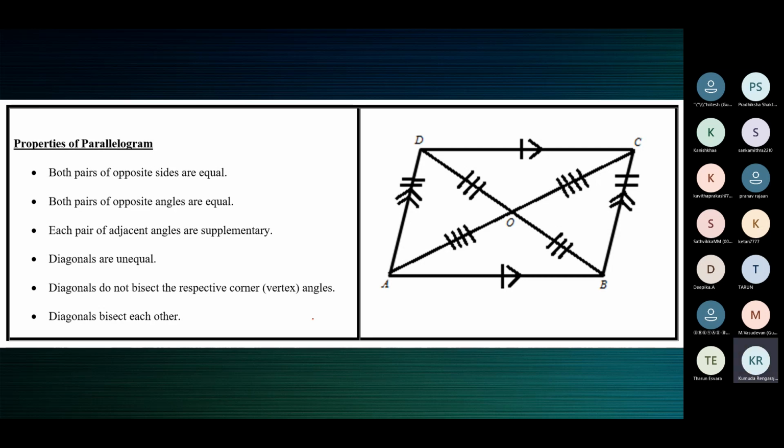Diagonals bisect each other. The line segments AC is a diagonal, BD is a diagonal. One diagonal cuts the other diagonal equally. So if you take the diagonal AC, it cuts BD at O equally. It bisects BD at O. And if you take the diagonal BD, it bisects the diagonal AC at O.